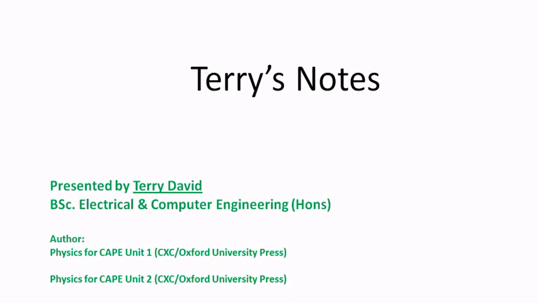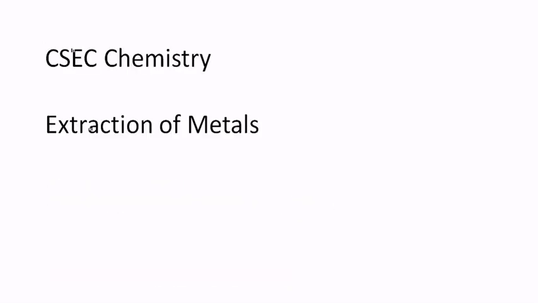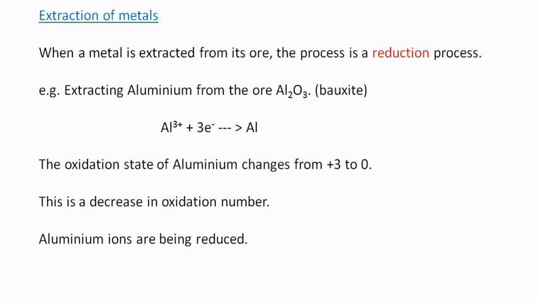Welcome to another episode of Terry's Notes, and today we are going to be looking at the extraction of metals. When a metal is extracted from its ore, the process is a reduction process. For example, extracting aluminium from the ore aluminium oxide or bauxite.